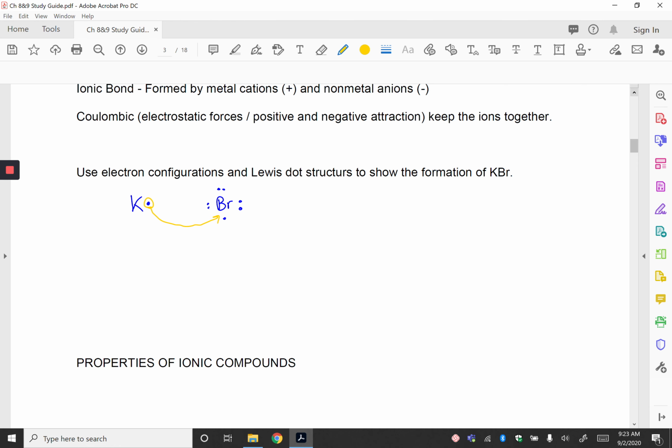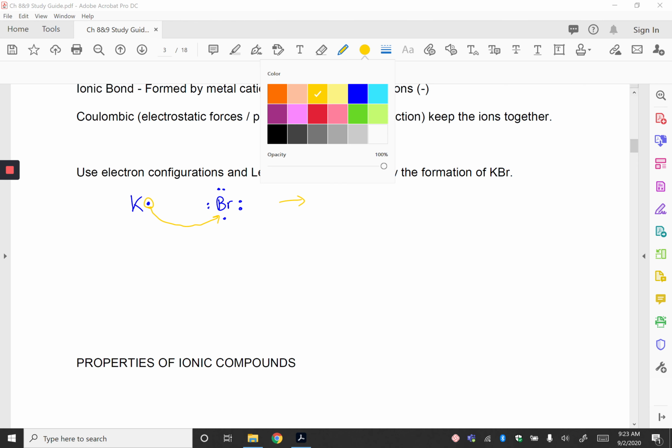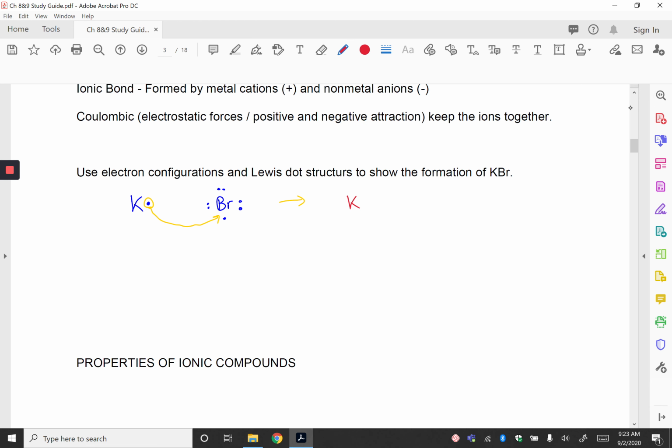And so what you end up with is K lost its electron, so it becomes positively charged. And remember, with Lewis dot structures, we draw brackets. And then we put the charge here. And then the bromine becomes bromide. It originally had 7, but now it has that 8th one. So 1, 2, 3, 4, 5, 6, 7, and 8. And you show the charge there. So this would be potassium bromide. This is just neutral potassium and neutral bromine.